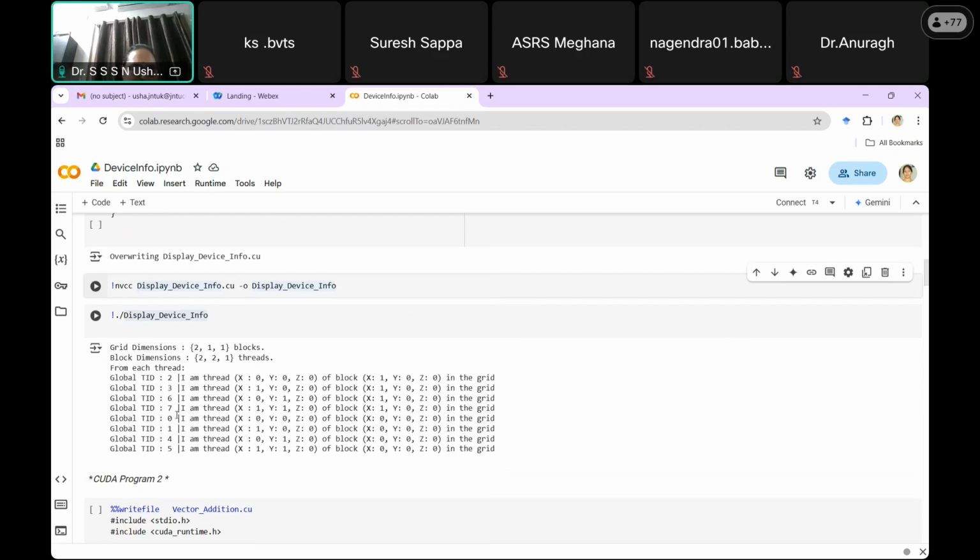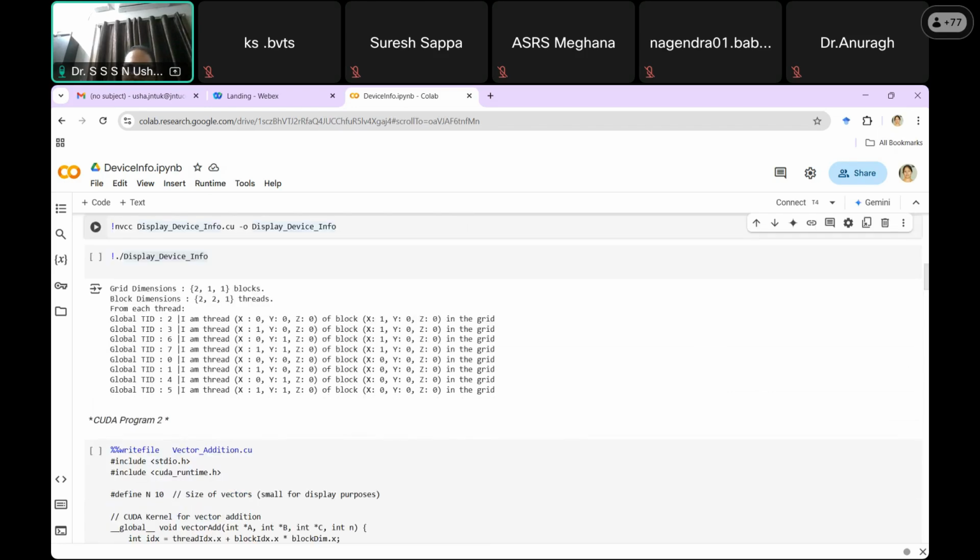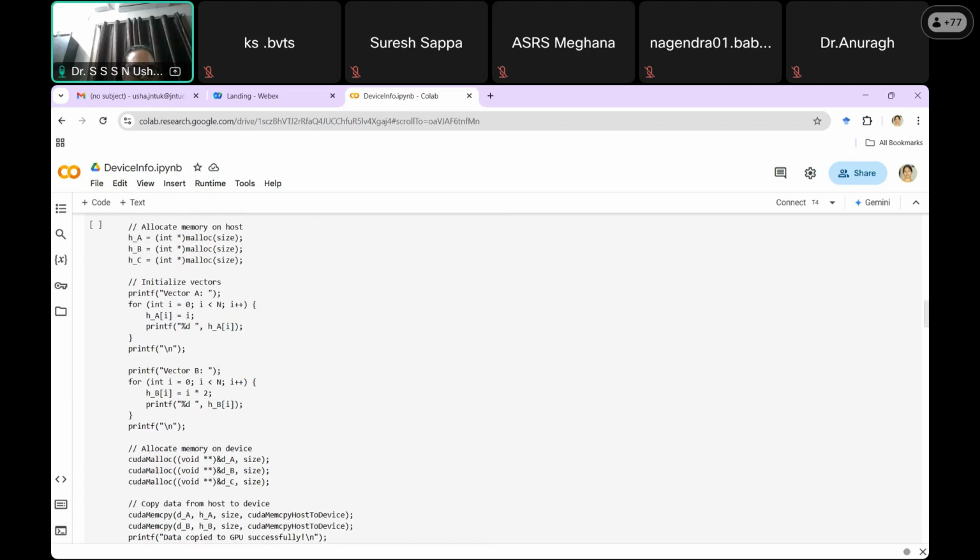So the above program is related to the grid dimension and block dimension. The grid dimension consists of 211 blocks. That means each block size is 211, and again the block dimension is going to have this many threads. Okay, so there is one more program, related to vector addition.